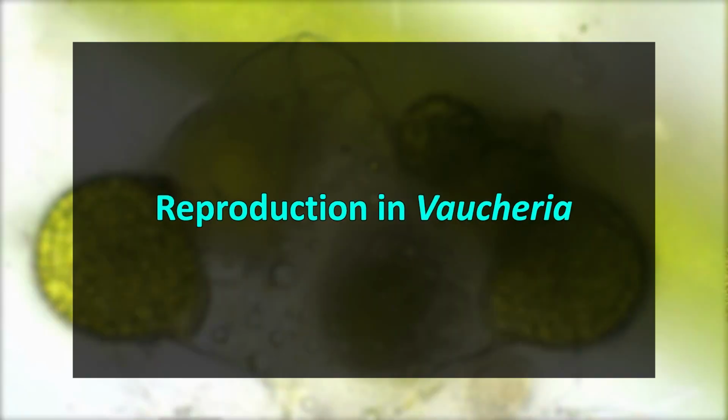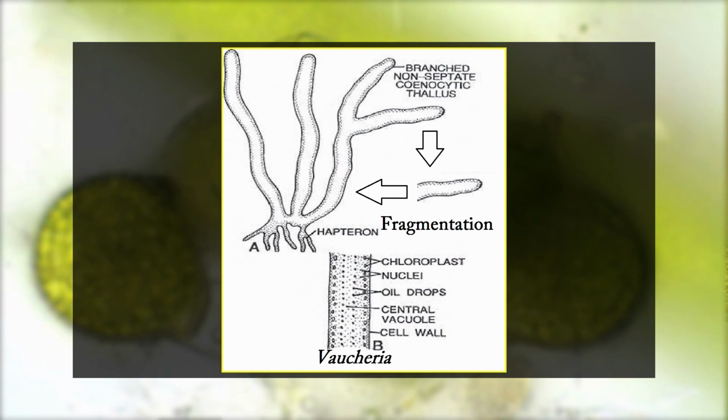So far as reproduction is concerned, Vaucheria reproduces by vegetative, asexual and sexual methods. Vegetative reproduction occurs during highly favorable conditions and involves formation of septae followed by breakage of filaments into small fragments. This process is called fragmentation. Fragmentation can occur either naturally or through some mechanical agencies.